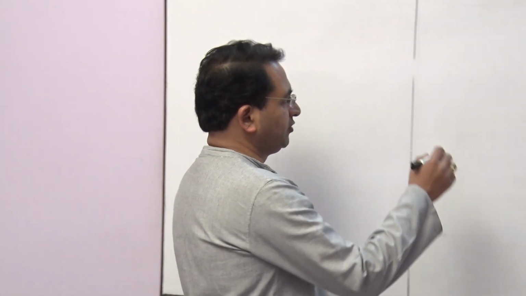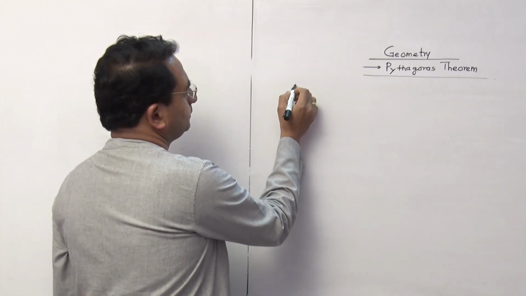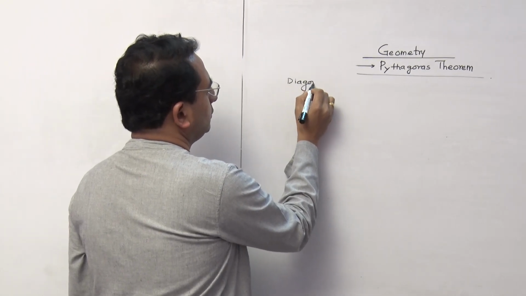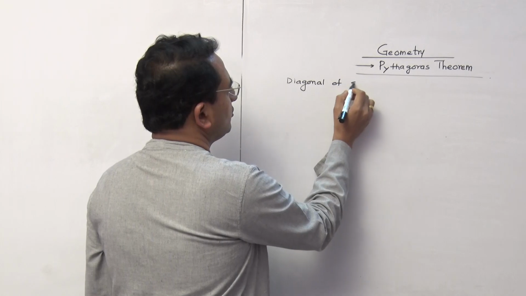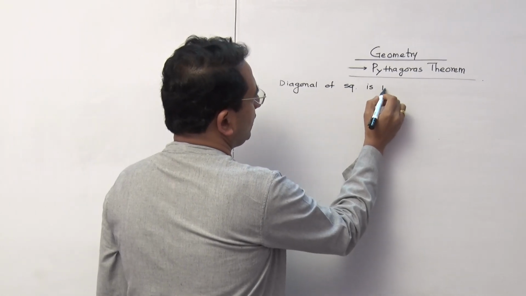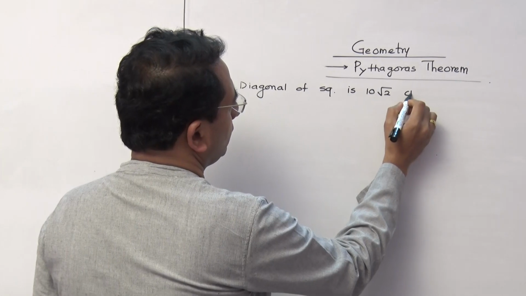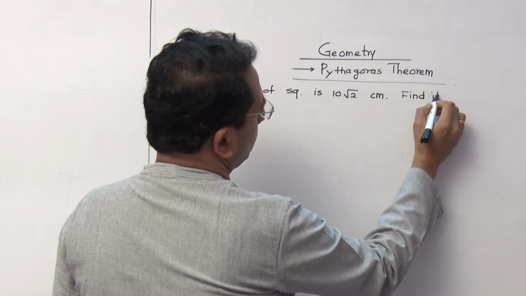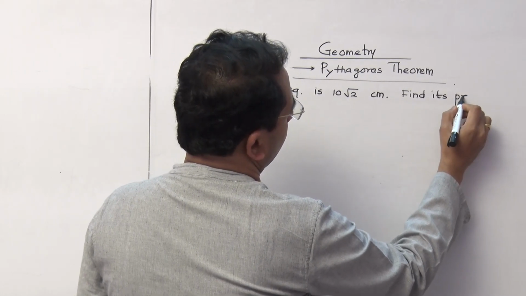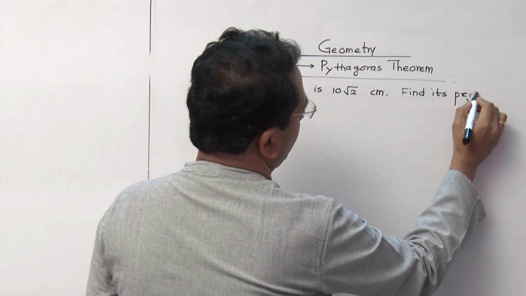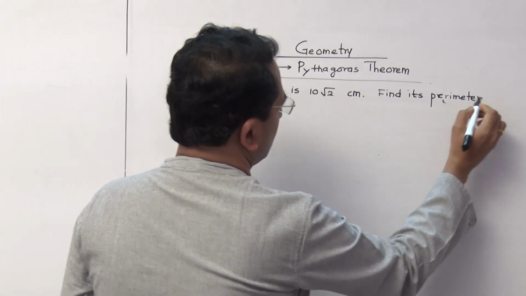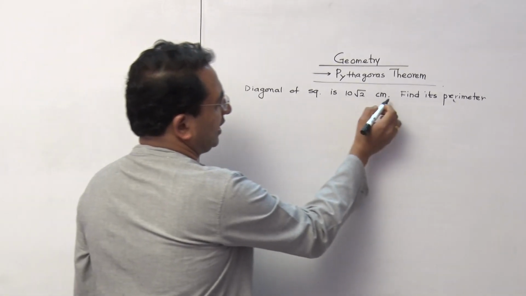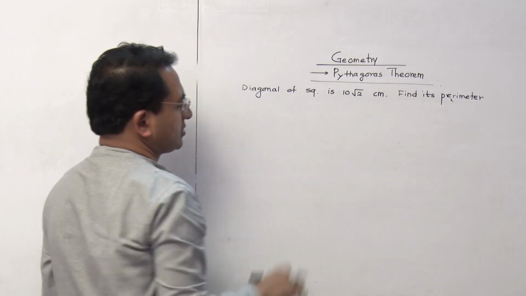Okay, there is something which is a most important part here. Now the question they ask you: a diagonal of a square is 10 root 2 centimeter. Then they ask you to find its perimeter. Now this question they sometimes ask only for the side, then it is for 1 mark. Now this is for 2 marks.